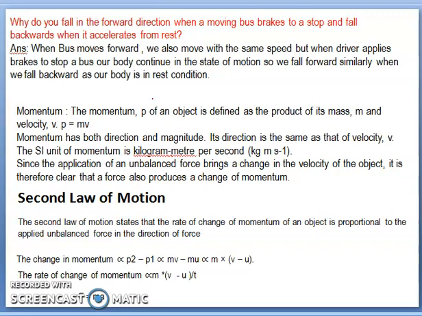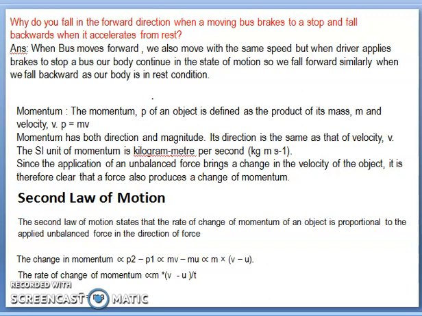We apply an external force on the bus, so that's why the bus stops, and we did not apply the force on the body, so it continues to move in the forward direction. That's why we fall forward. And similarly, what happens when the bus accelerates? The force is applied on the bus, not on the body. That means the body still wants to be in the rest condition. That's why we fall in the backward direction.